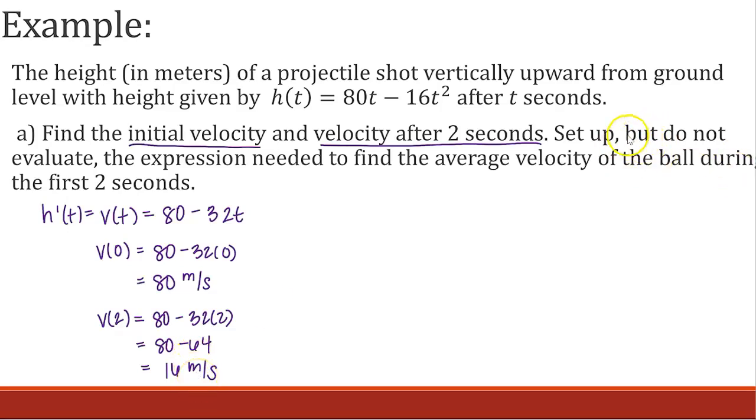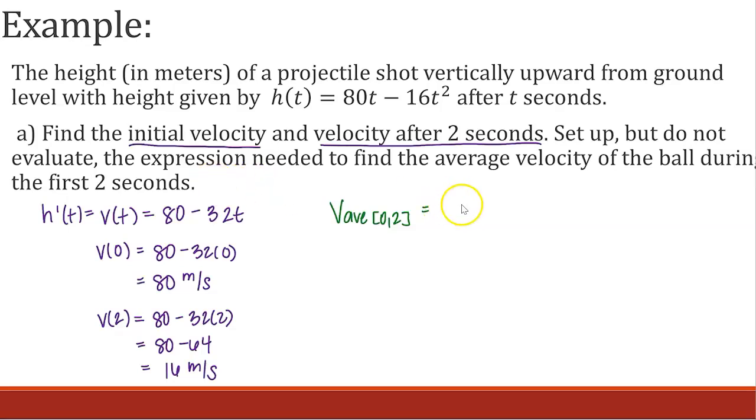Now the second part says set up but do not evaluate the expression needed to find the average velocity of the ball during the first 2 seconds. So we want to find the average velocity on the interval from 0 to 2 seconds.